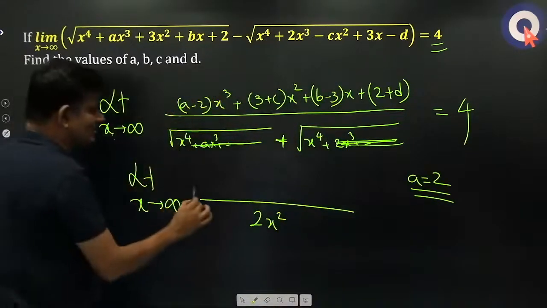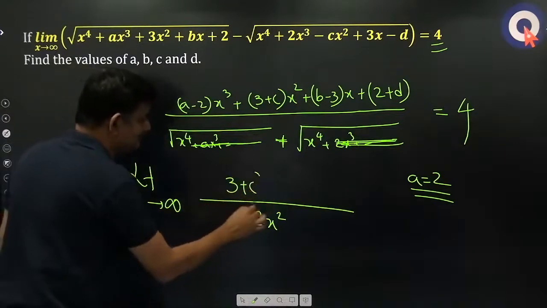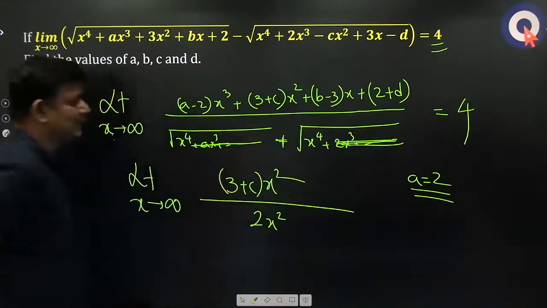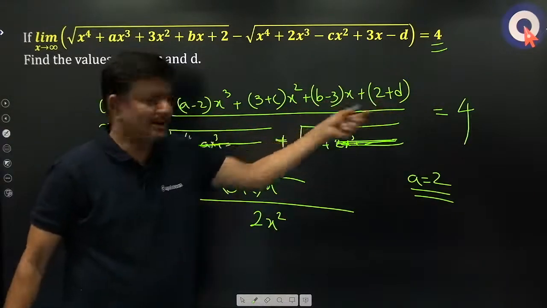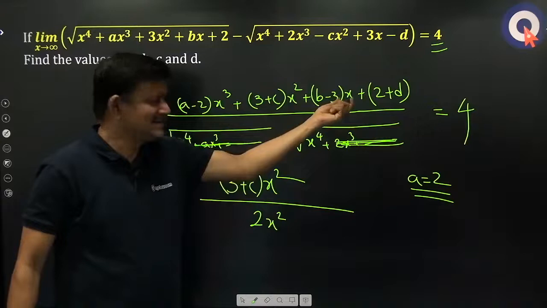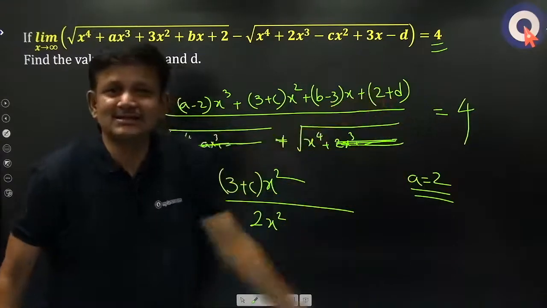Once x cube term is not there, now our focus will be on 3 plus c x square. Do we need to write this? Not at all. As x square is there, x is insignificant, constant is insignificant.